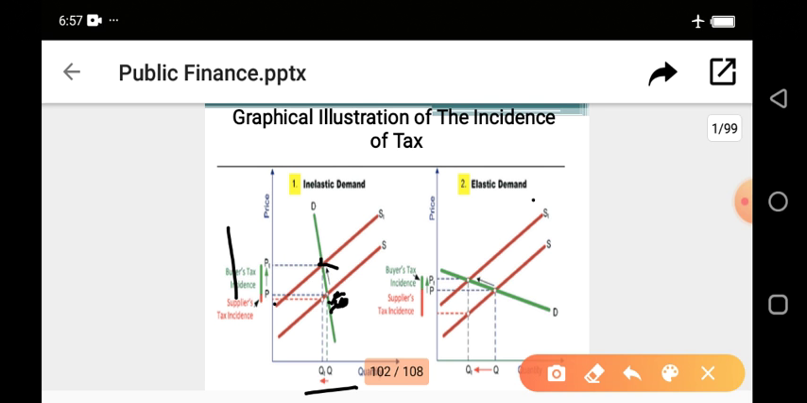Now, the second one we'll be looking at is your elastic demand. Elastic in nature. Why? Because the gap between your P and your P1 is different from the gap between your Q1 and Q. You can see, unlike inelastic demand, for your elastic demand, the gap between your P and P1 is smaller compared to the gap between your Q1 and Q. So it shows that a little change in price will lead to a greater change in quantity demanded, unlike your inelastic, which shows that a greater change in price leads to little or no change in quantity demanded.